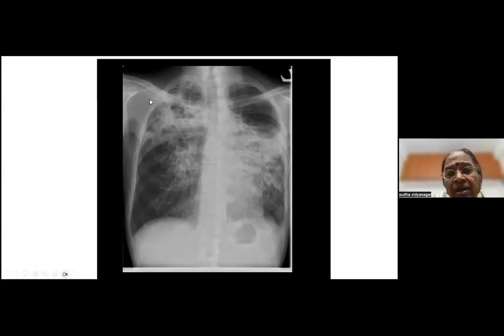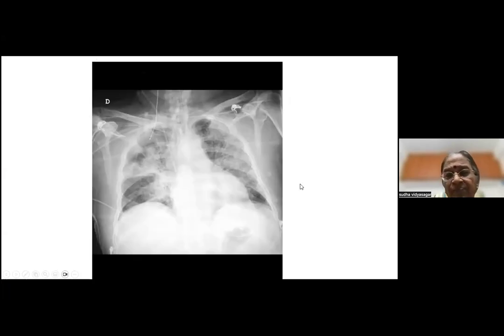Now, just concluding, I think a similar X-ray was shown to you. There is a bulla here and multiple reticular nodular shadowing and all. But like I said, it looks like tuberculosis.